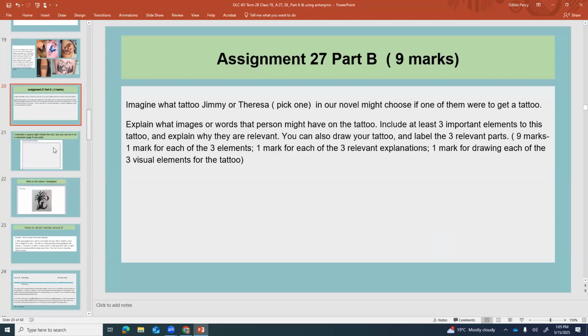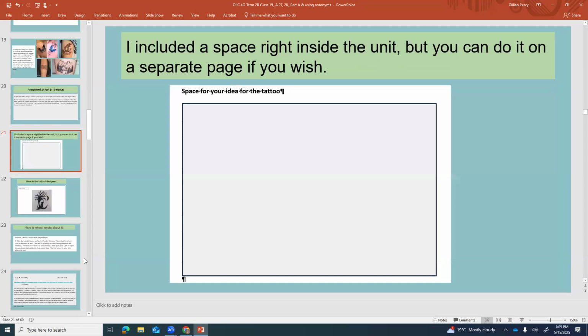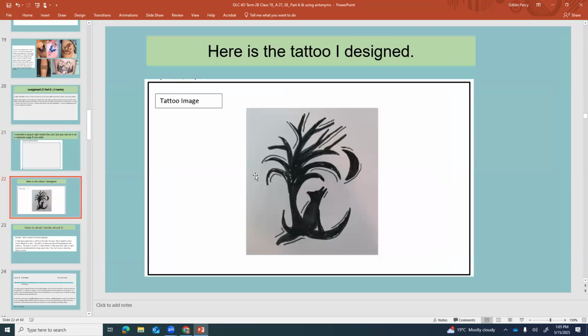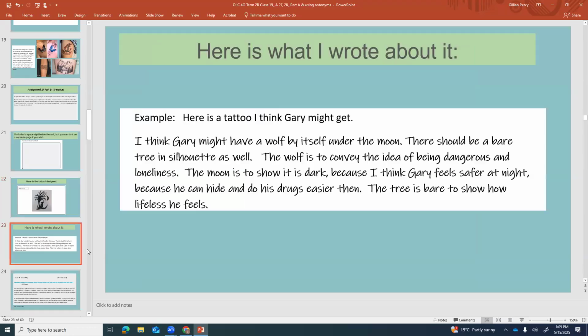So I'll show you what I mean. I give you a little space where you can do it, but you can use something else if you wanted to. So here I wanted to point out my three elements are I've got this wolf, there's a moon, and I kind of tried to do like a tree that sort of curled around like it was sort of holding them all in. So this is my imaginary tattoo. So those are my three visual elements.